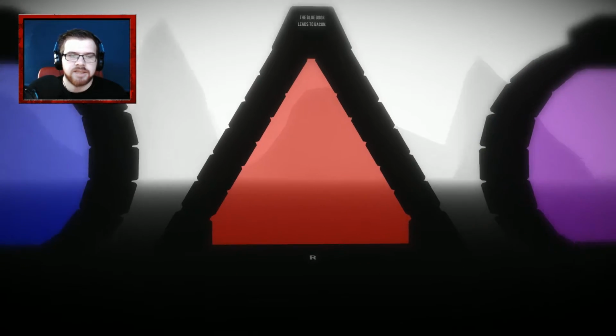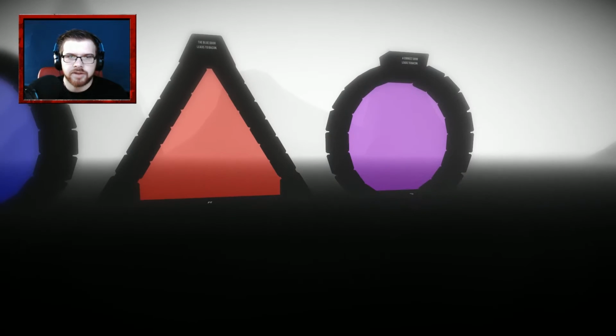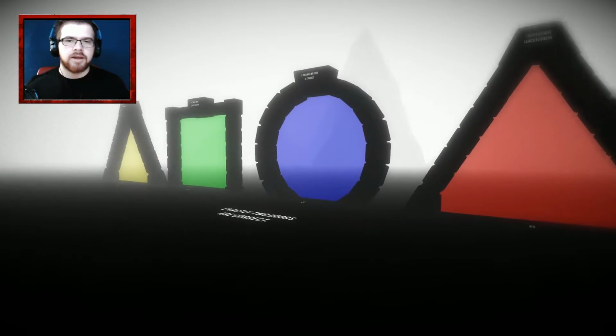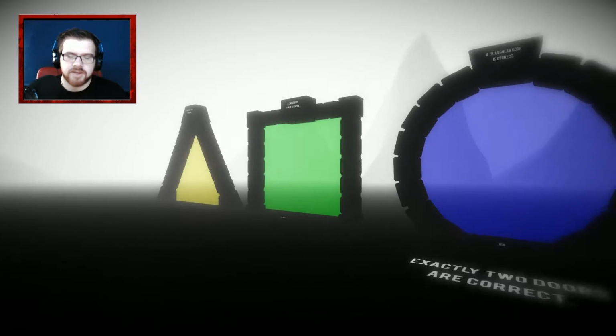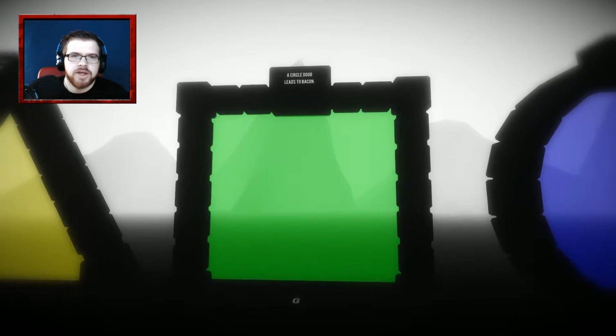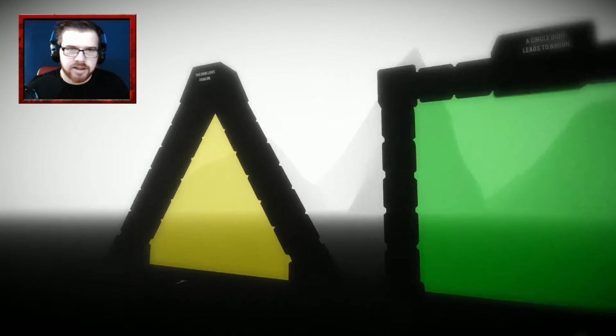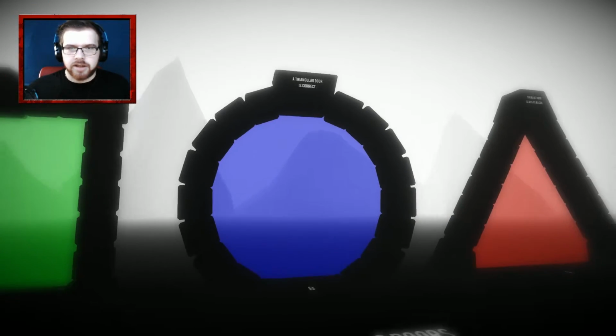The blue door leads to bacon, that'd be incorrect. And a correct door leads to bacon. Well, the door is correct, so that would be a third one that would be correct. So we can't use that one. So it's not the end one that has the bacon. The green square, a circle door leads to bacon, would be incorrect. That would also be incorrect, that one on the end.